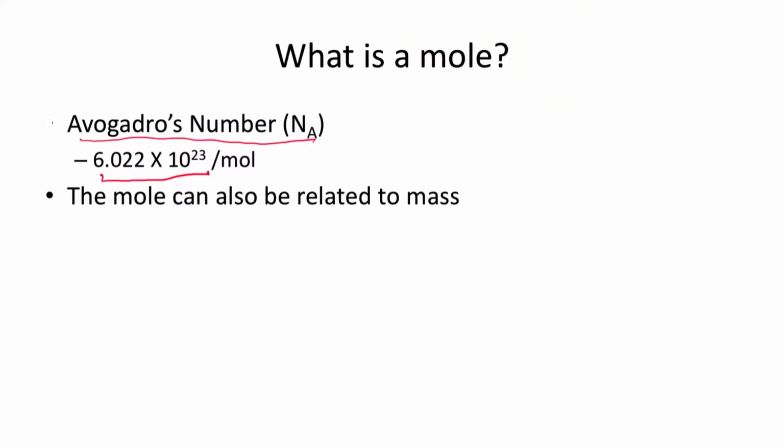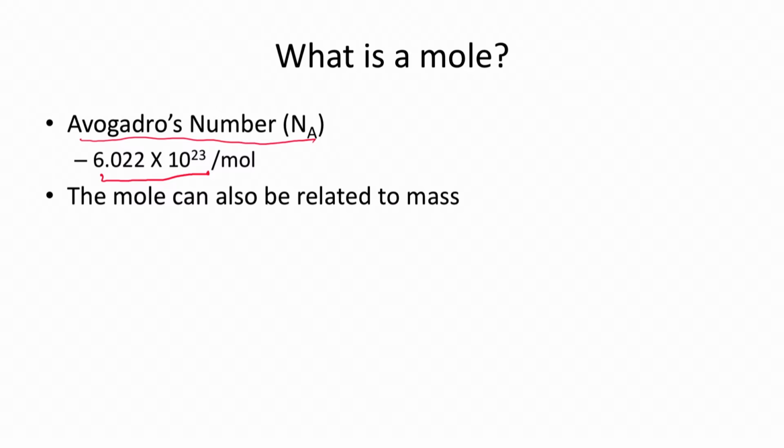So just like the word dozen means 12, and the word score means 20, the word mole means Avogadro's number of something, which is 6.022 times 10 to the 23rd. If I told you that you had 1 mole of something, you know automatically that you have 6.022 times 10 to the 23rd of that thing.